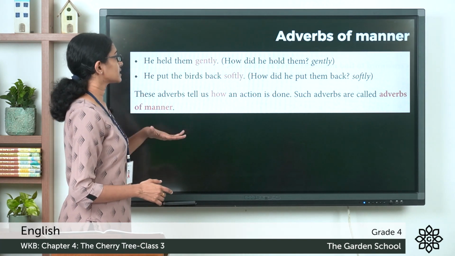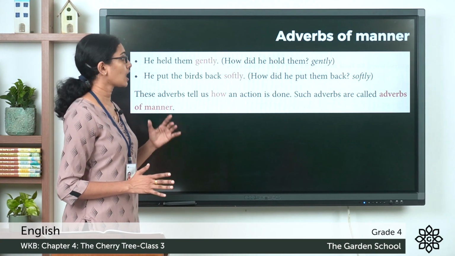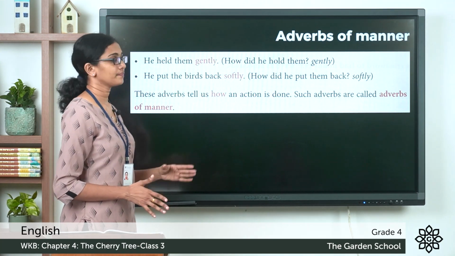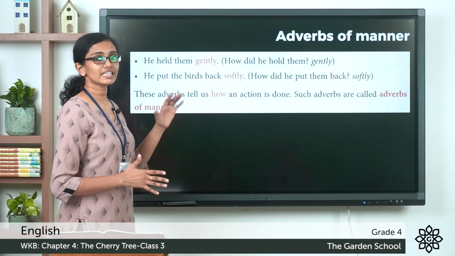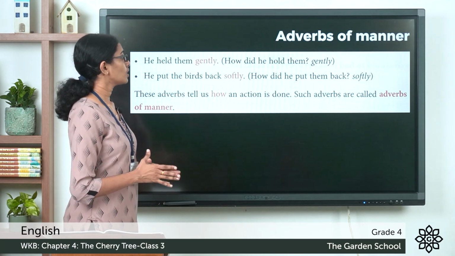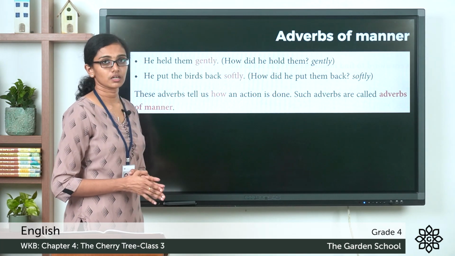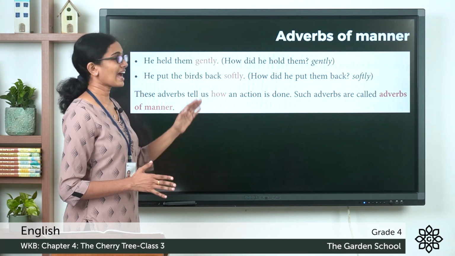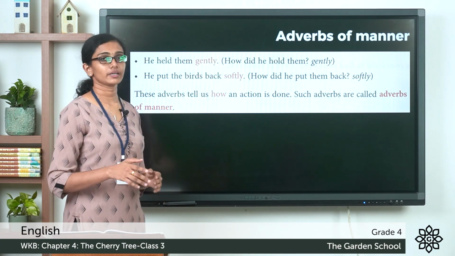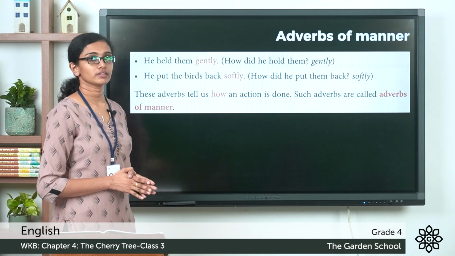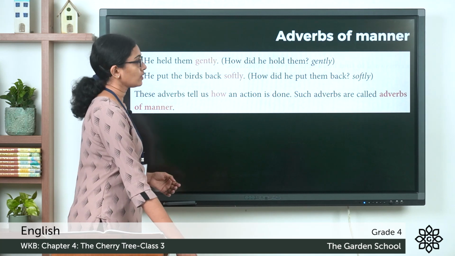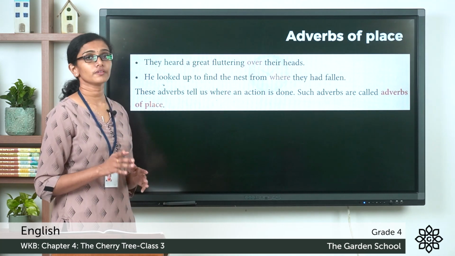He put the birds back softly. How did he put them back? He put them back softly. These adverbs show how the action is done, the manner of the action. So adverbs like these are called adverbs of manner, and they show how an action is done. Now we have adverbs of place.